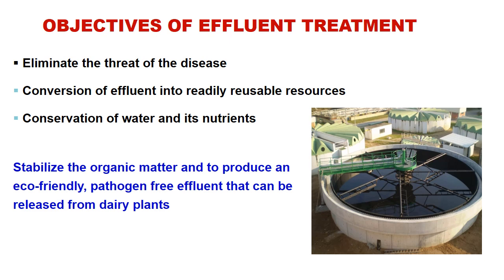So now let us understand the objectives of effluent treatment. As I told, there are several laws and acts. As per that, we are not allowed to discharge this dirty water or wastewater to create any pollution, either air, water, etc. So basically the objective is to eliminate the threat of disease for human beings, to prevent any human health hazard, conversion of effluent into readily reusable resources, conservation of water and its nutrients, in fact conservation of air and other environmental pollution. The objective is also to stabilize the organic matter and to produce an eco-friendly, pathogen-free effluent that can be released from the dairy plants.